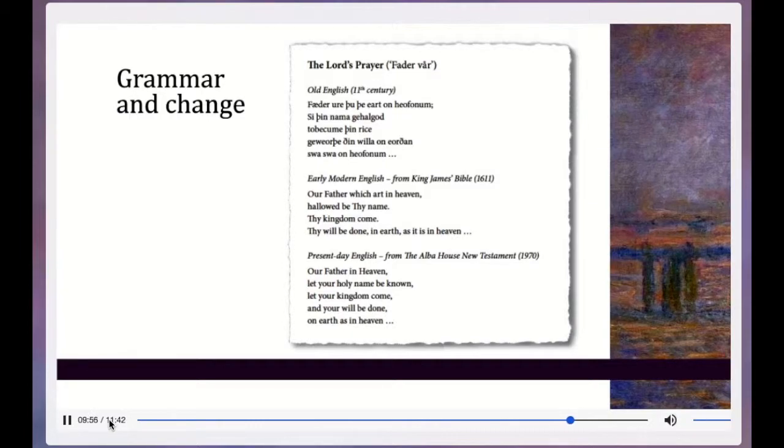If we go further back in time, we can see that the language has changed a lot over the years. Here is the Lord's Prayer in 3 versions, from Old English to Early Modern English to present-day English. Features that have changed are, for instance, word order and the use of inflections, böjningar, in verbs and nouns.